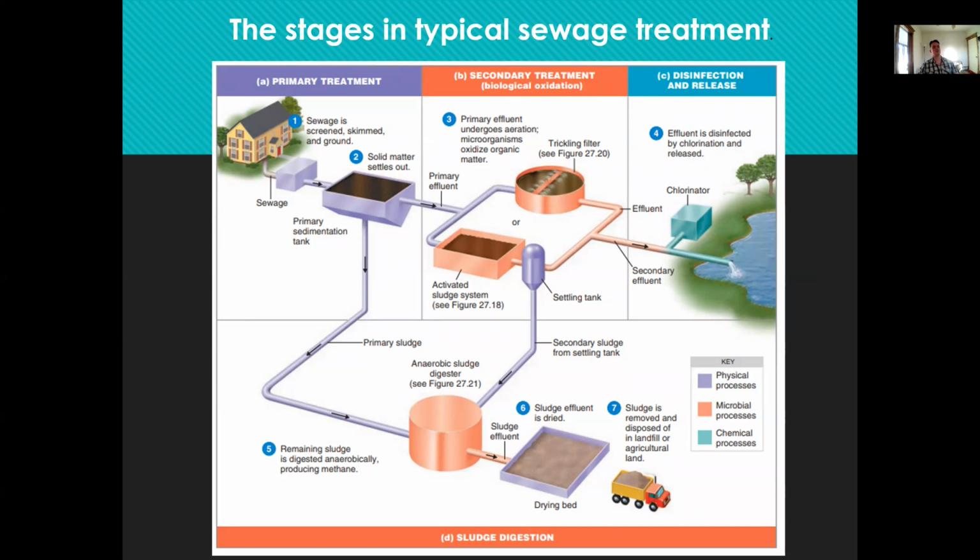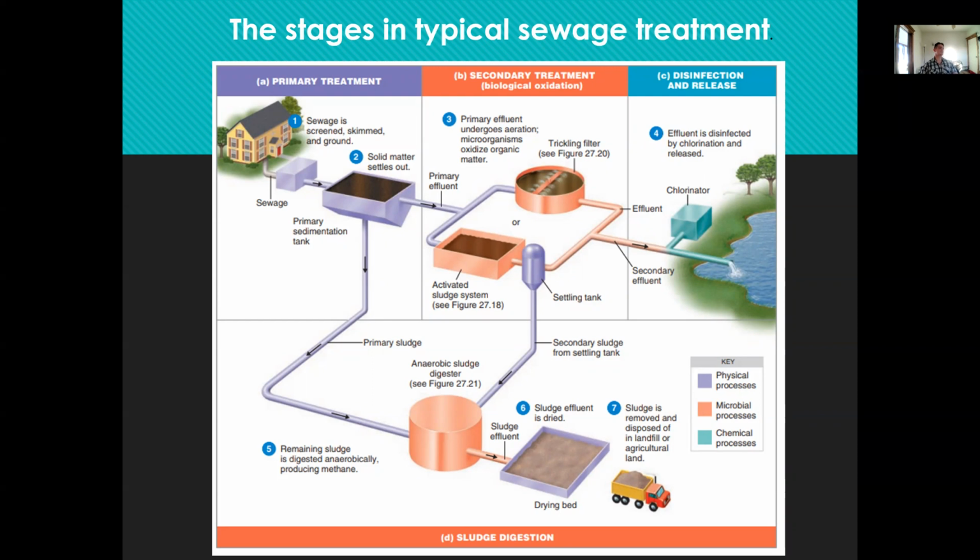I do want to point out that a typical system would use either activated sludge aeration tanks or trickling filters, not both, as is shown in this picture. You typically have one or the other. You don't have both. And then also I want you guys to know that methane is produced by sludge digestion, and this is burned off or used as power, used to power heaters or pump motors.